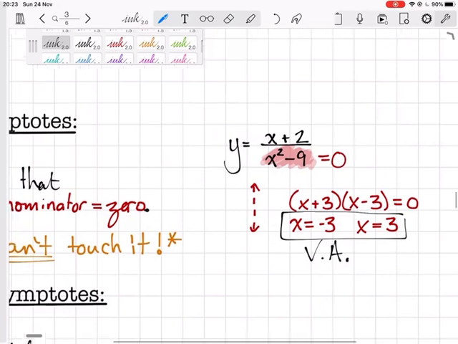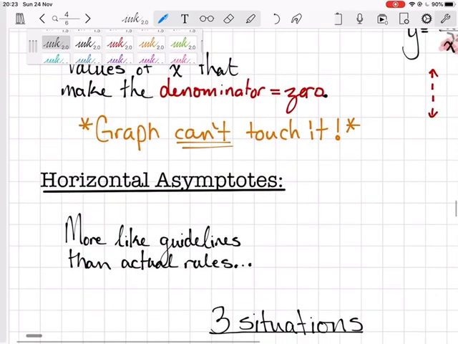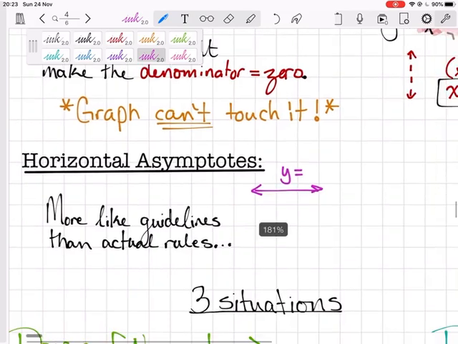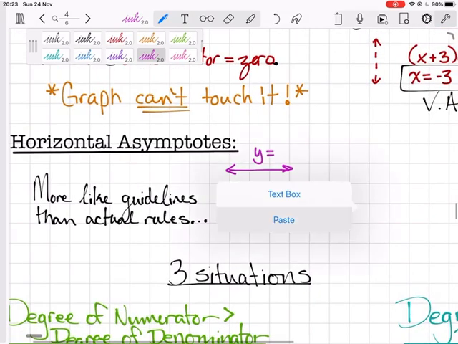Next thing I'd like to talk about are our horizontal asymptotes. So horizontal asymptotes are going to be going side to side. These are y equal to lines. And these tend to be lines that we don't touch, but the asymptotes, the horizontal ones, are more like guidelines than actual rules. Sometimes you do end up crossing them, and so it's not completely illegal to cross them.